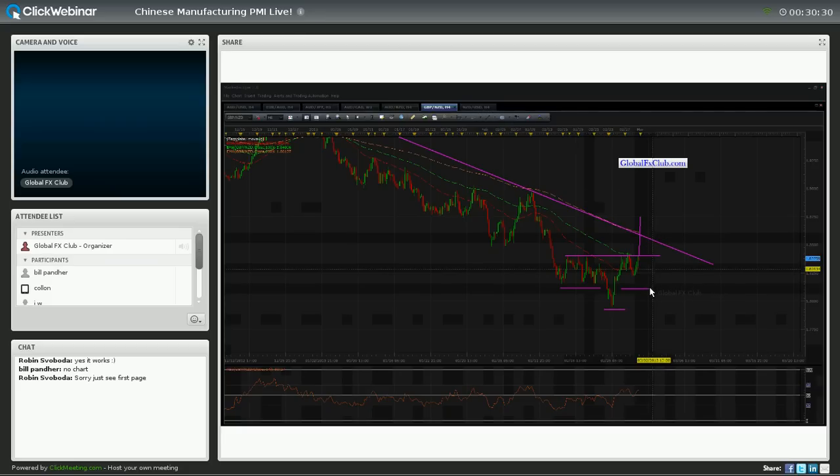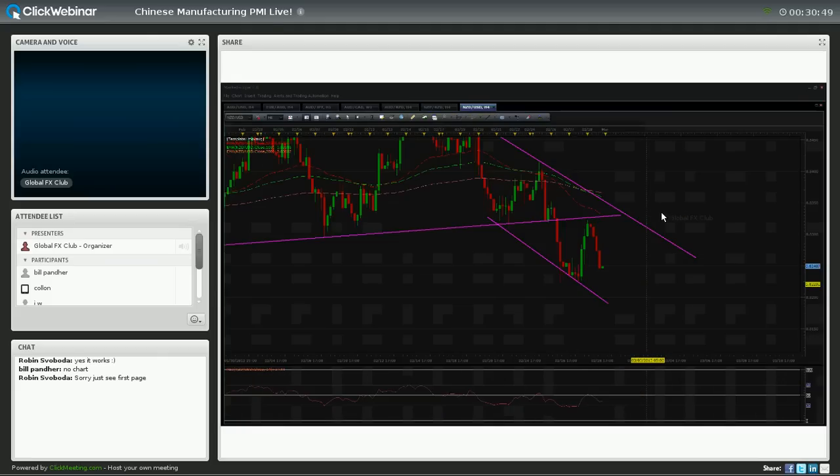Last but not least, Kiwi dollar still hasn't really gone anywhere. Watch basically this area right here, 82.24 for a double bottom potential, and then a move eventually higher if we can clear 83.25. So that's what I'm looking at in the market.